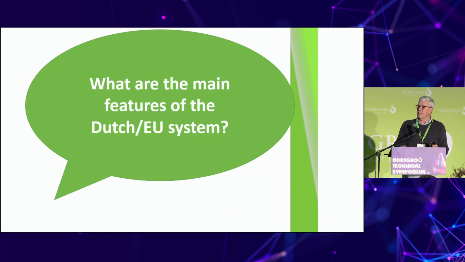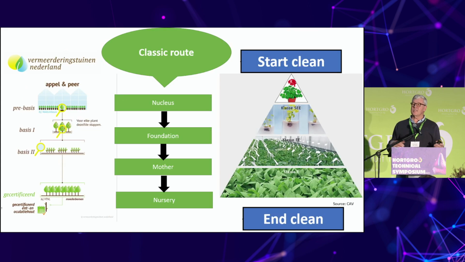So what are the main features of the scheme? Every scheme in the world, including the South African scheme, has the same basic principle. It's a very simple principle based on the fact that you can't test every single tree that comes through a nursery. It's just too many trees, it costs too much. So it's a systems approach to addressing the problem. Start clean, end clean. If you remember one thing out of my presentation, it's that.